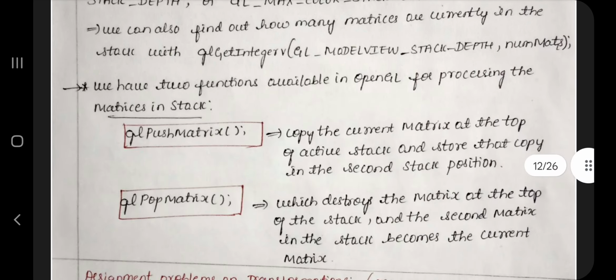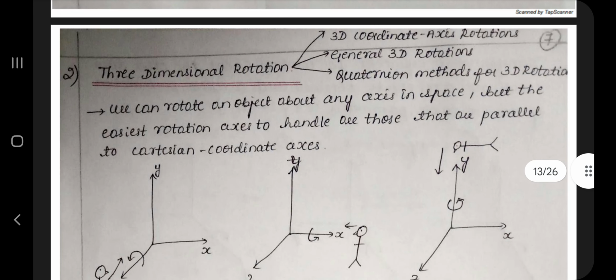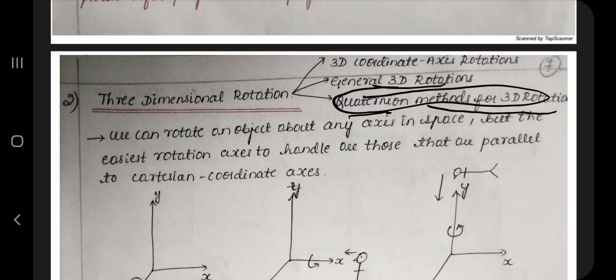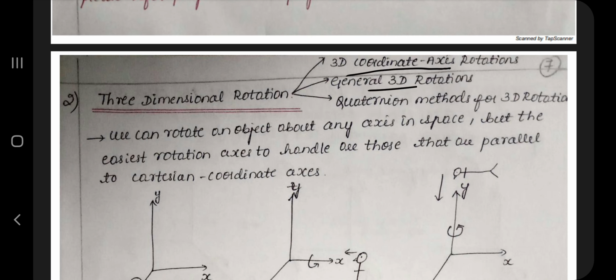So finally we have arrived at the 3D rotation. So listen carefully, in this point we have three types of 3D rotation: 3D coordinate axis rotation, general 3D rotation, and Quaternion method for 3D rotation. The last one is the most important one, we'll cover it last. Okay, so first we will get done with these two.